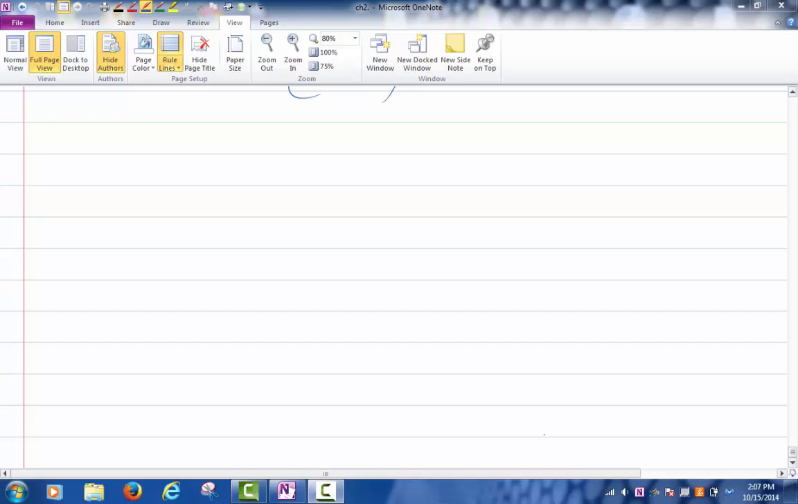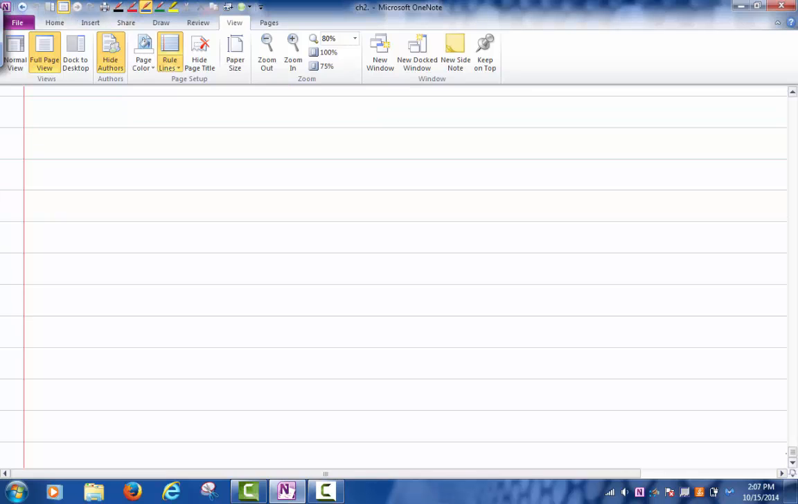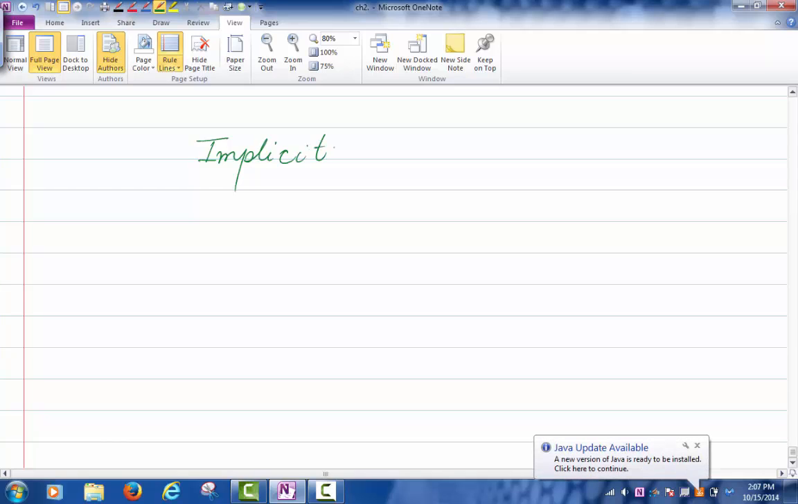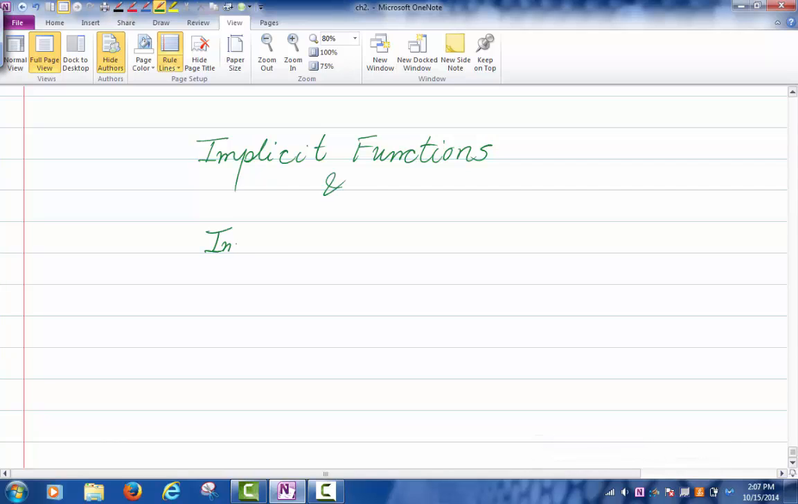Okay, so we are going to cover section 2.6, and this is on implicit functions and implicit differentiation.